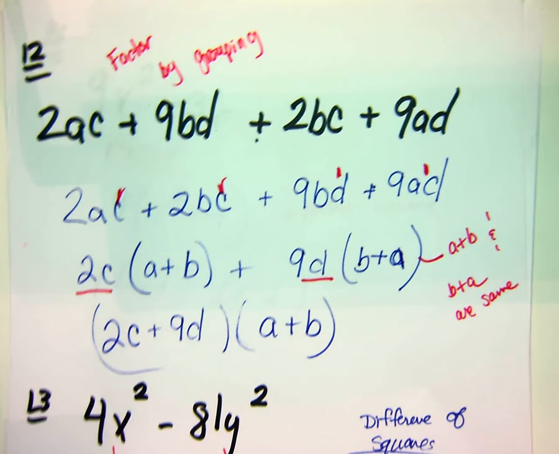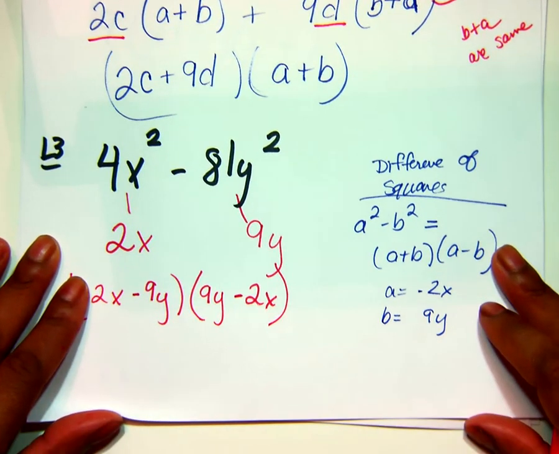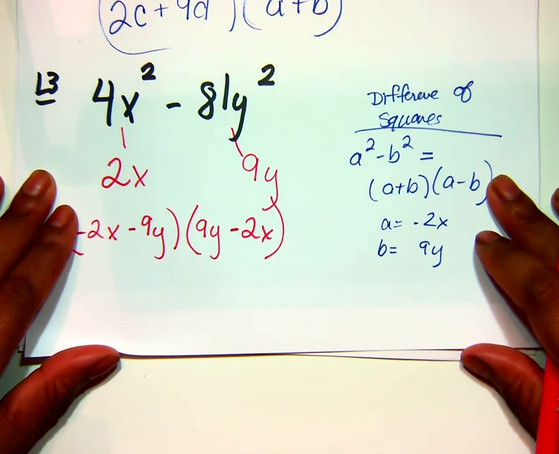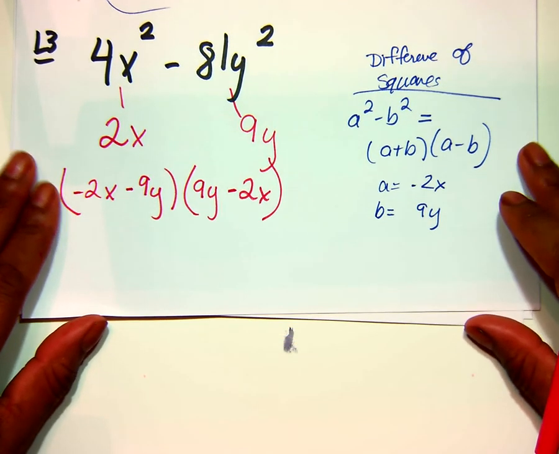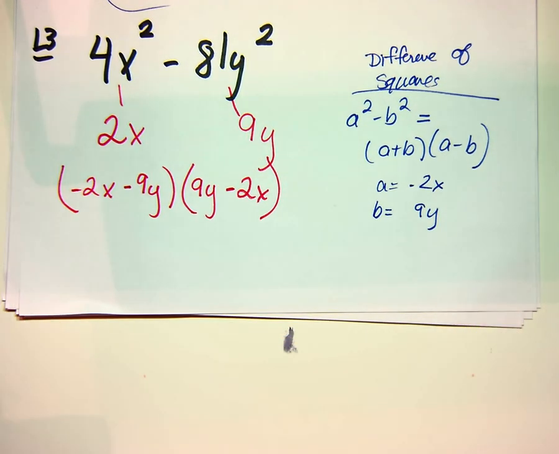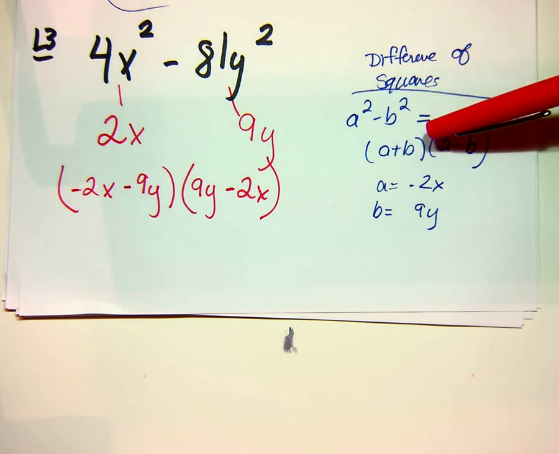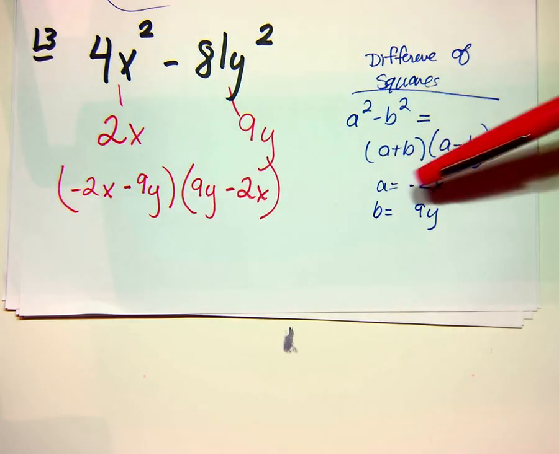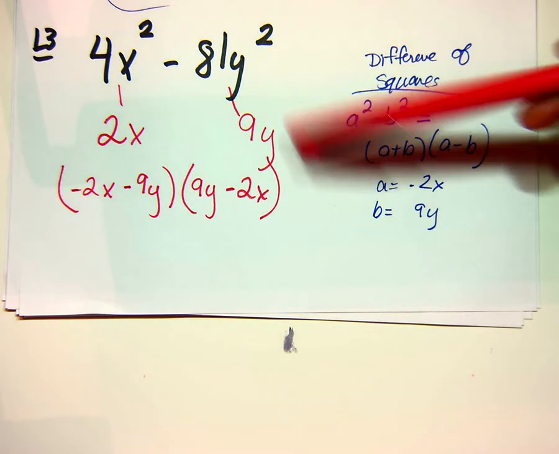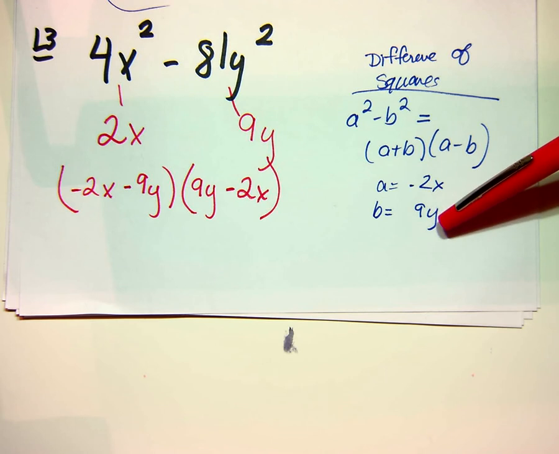Now we're doing a different type of factoring. This was considered the difference of squares. Now we did one similar to this earlier, and I said it was a special product. So your difference of squares is where you got a squared minus b squared equals a plus b times a minus b. In this particular example, your a is going to be 2x, your b is going to be 9y, and I said -2, I meant to say 2x and 9y.